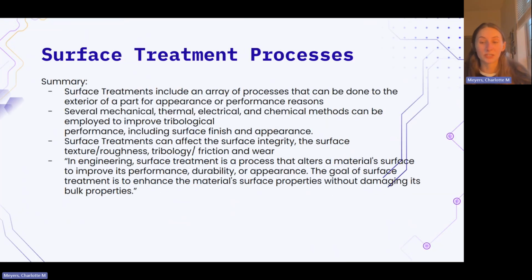And finally, the last thing that I wanted to talk about was the general surface treatment process. Surface treatment encompasses a whole lot of different things that can be done to the exterior or interior of a part for appearance or performance reasons. Several mechanical, thermal, and electrical things can play into this and improve the tribology of it. The surface treatment can affect the surface integrity, surface roughness, friction, and wear. So surface treatment is a big overlapping process that deals with material surfaces and how we can improve them for performance, durability, or appearance.